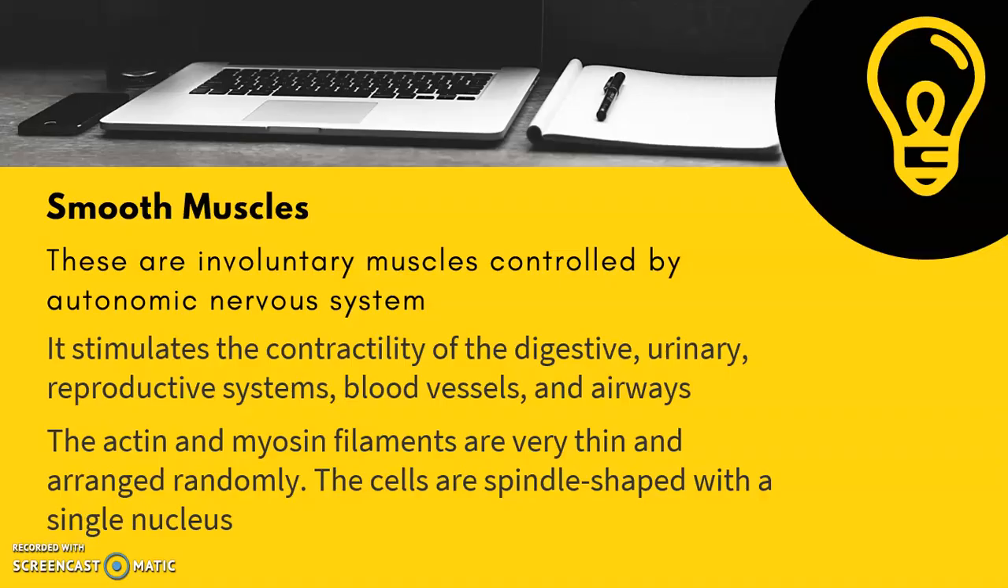Now smooth muscles. All our internal body organs have smooth muscle cells, like the GI tract or the blood vessels. These are involuntary muscles controlled by the autonomic nervous system. It stimulates the contractility of the digestive tract, urinary system, reproductive system, blood vessels and airways. The actin and myosin filaments are very thin in smooth muscle and arranged randomly. The cells are spindle shaped with a single nucleus.